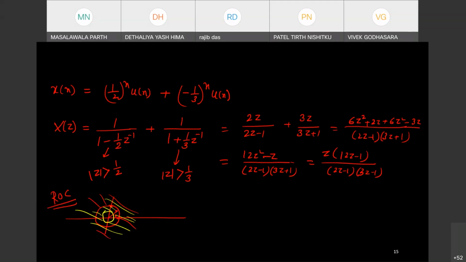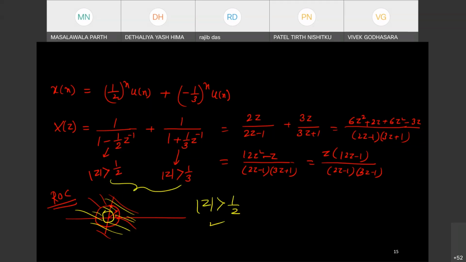But what is the common region when both will converge? Anyone please? The common region of convergence? Out of the 1 by 2. Out of 1 by 2. So if we combine these two together, you'll see that mod z should be more than half. So this is your ROC. So you need to specify this one.